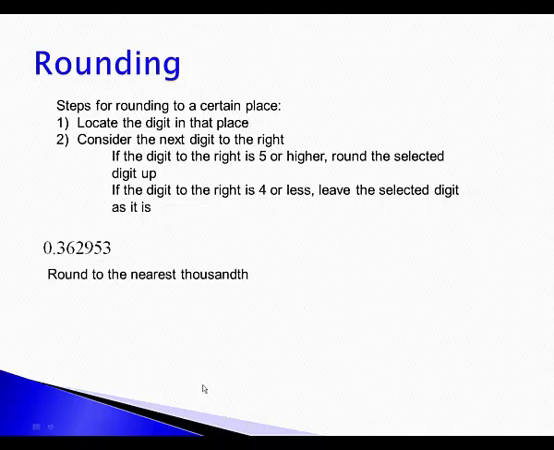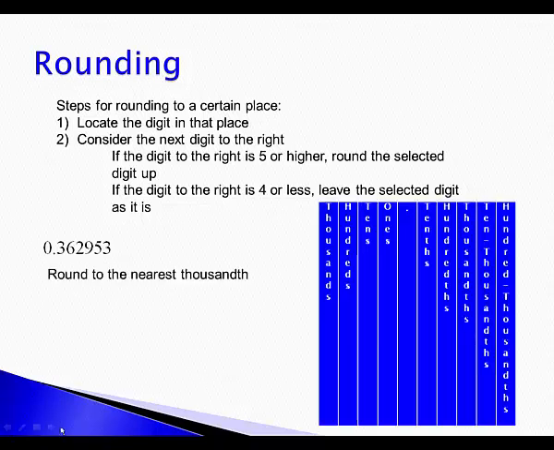We want to round this one to the nearest thousandths. I want to remind you where that is in your place value chart. Thousandths are all the way over here. Decimal is right here, and it's the 3rd place. So the number I'm looking at is this one right here.